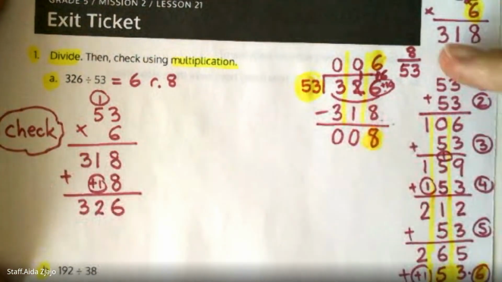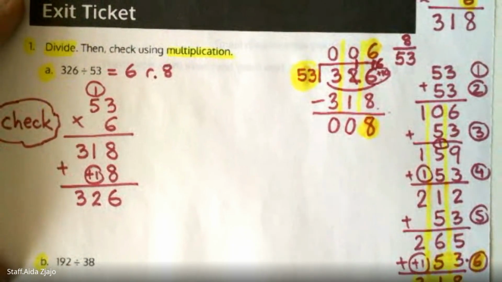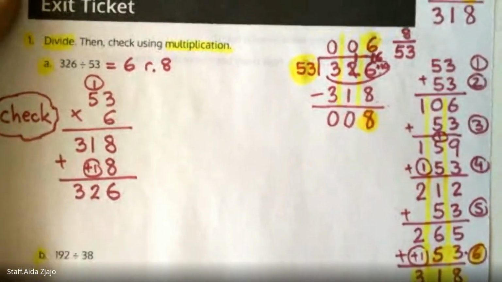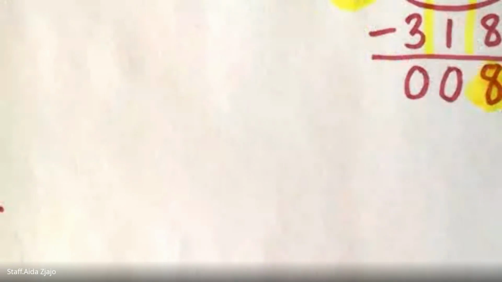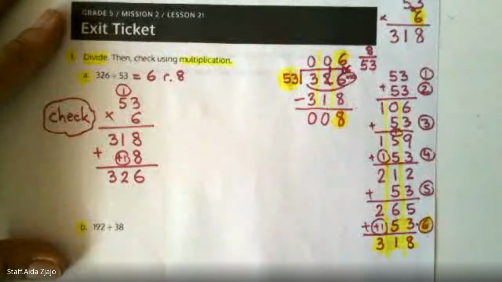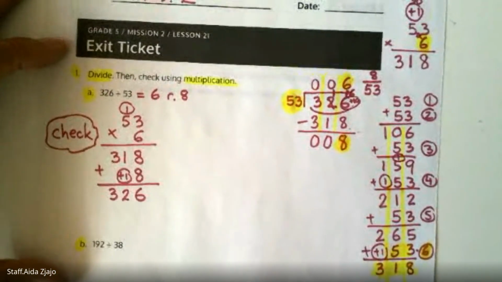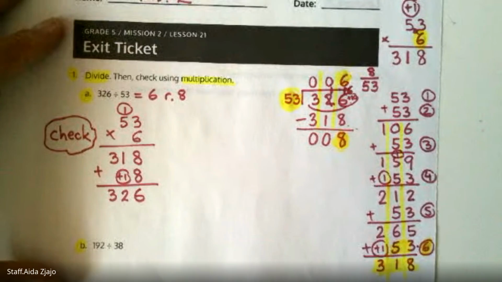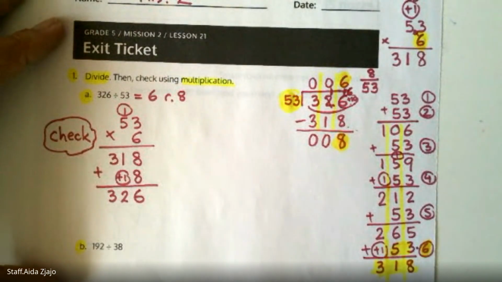Right, and then this is how we did division. Okay, let's make it smaller so you can see a little bit better. Okay, that was all the calculation that we did for the first problem. The next problem is 192 divided into 38.